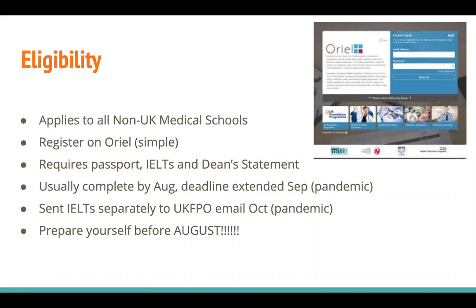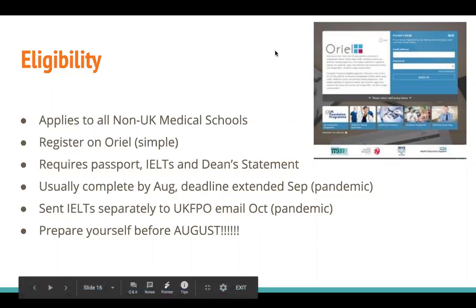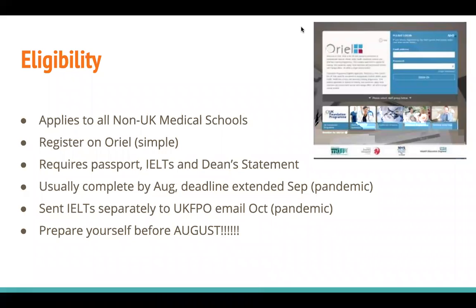For the Dean statement, I think you'd have to email the person in charge of your year. And this usually needs to be completed by August, at the end of your third year. But due to the pandemic, the deadline was extended to September, though I don't know if that's going to happen again. It's only because so many things were closed and they were trying to make arrangements for us. They also allowed us to send our IELTS separately to their email by October because of the pandemic.